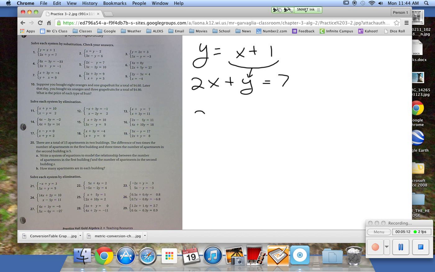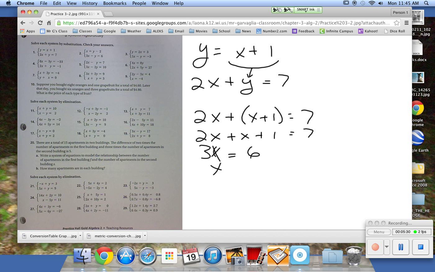So we can say 2x plus x plus 1 equals 7. We solve this, 3x equals 6, x equals 2. Do you see where I went from here to here? I brought my 1 over and I added up my x, right?